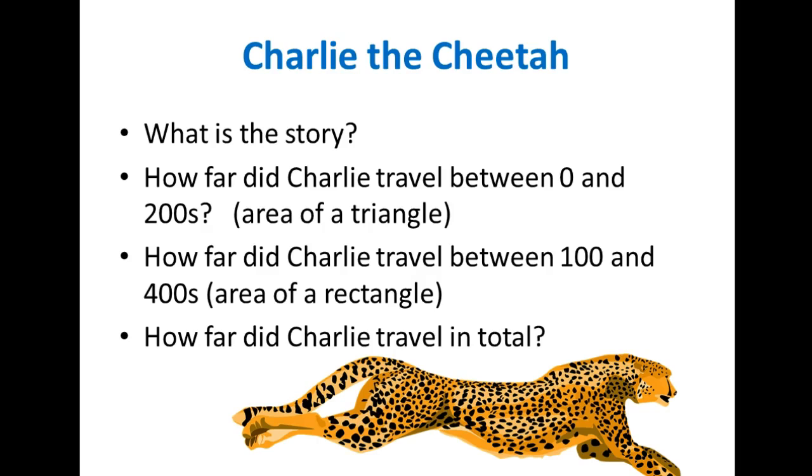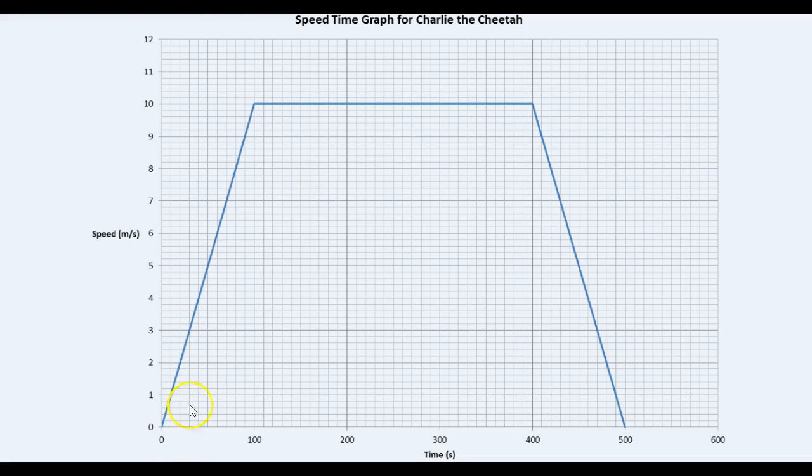Now on to the story about Charlie the cheetah. Let's have a look at the graph and see what information we can pull out of it. So here we have the speed time graph for Charlie the cheetah. Now let's have a look at what he's been up to. So I did ask you just to calculate the total distance he travelled, but whilst we're here we might as well have a look at his acceleration.